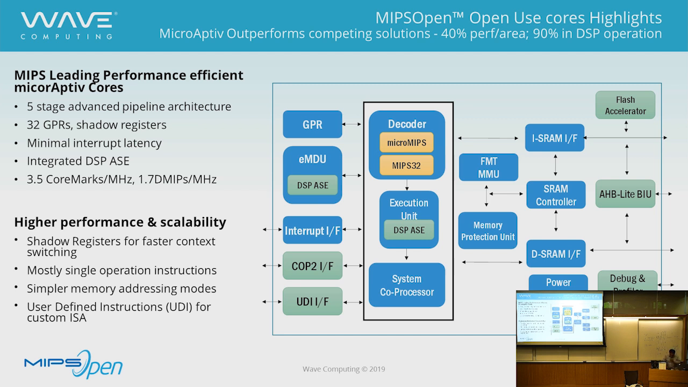Those are very helpful. It provides a DSP ASE, application-specific extension, and I think it brings the best of its class as far as CoreMark or DMIPS. For this class, you can easily get to 3.5 CoreMark or 1.7 DMIPS per megahertz. Besides the shadow register that I mentioned, it's a RISC engine, so it's a single cycle per instruction with simple memory addressing modes, but it also has what I refer to as the UDI. If you can look at this part.